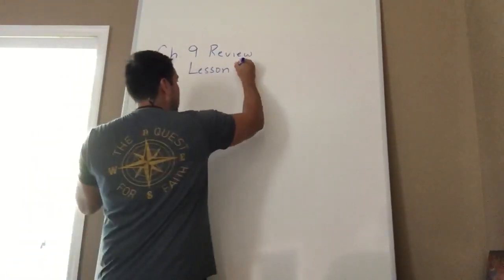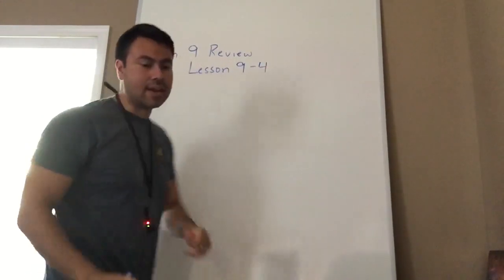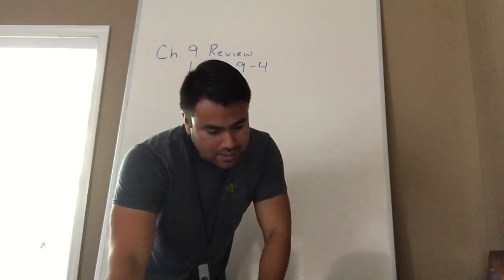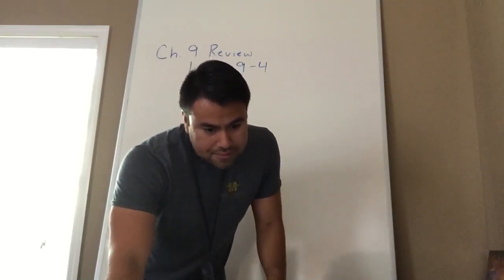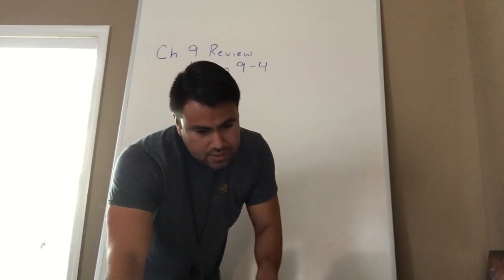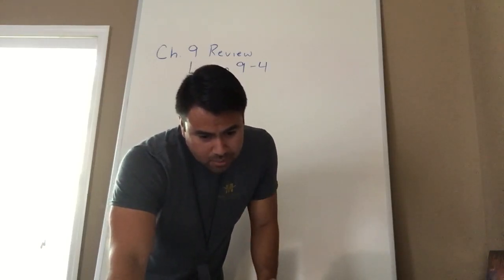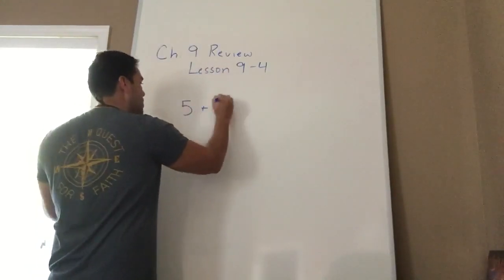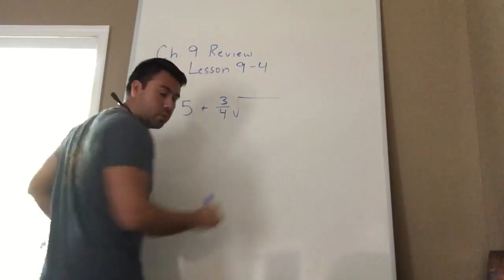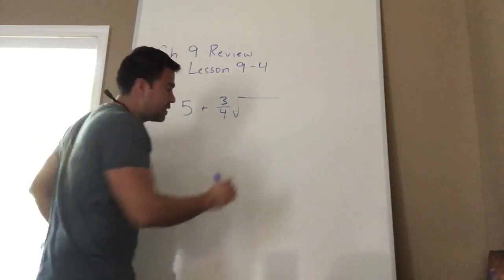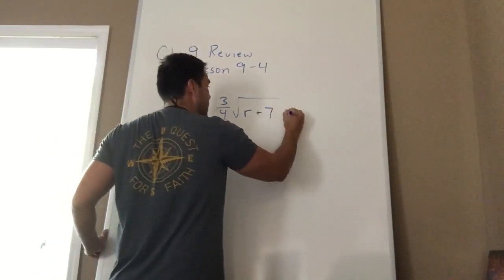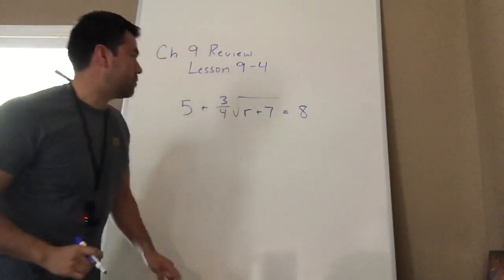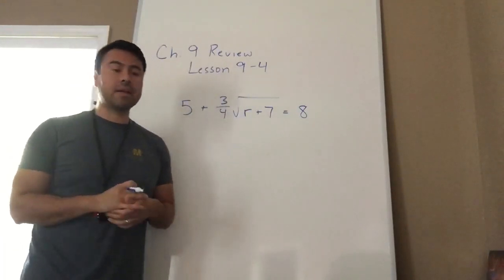So if you're writing your notes, I'm going now to 9-4. And that lesson deals with the radical equations. So 9-4, for example, I'll give you maybe a tougher one. Yeah, this is a good one. 5 plus 3/4 times the square root of r plus 7 equals 8.